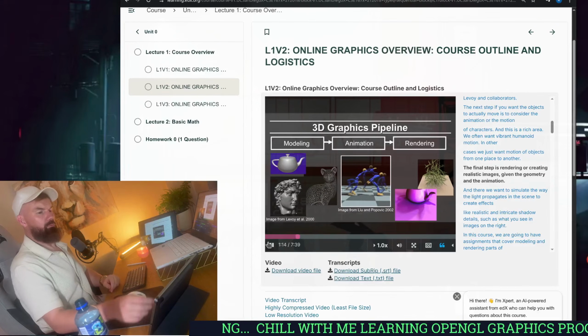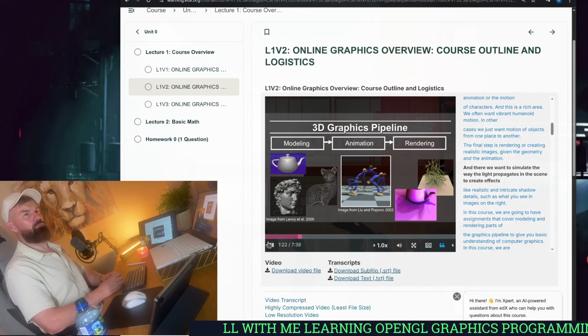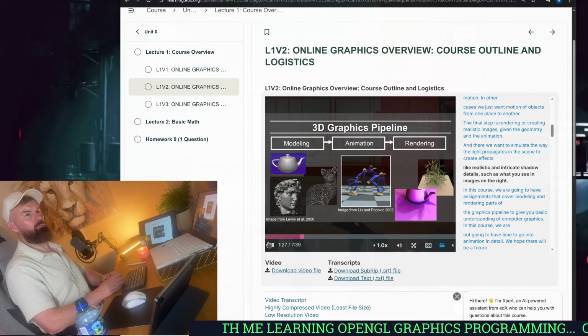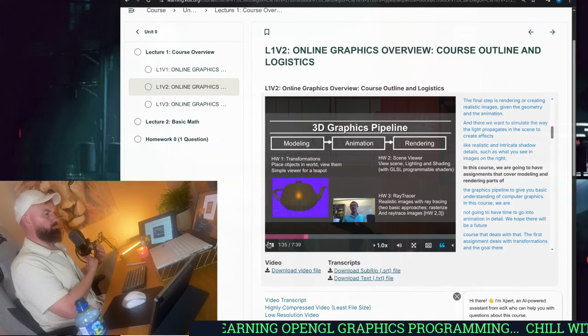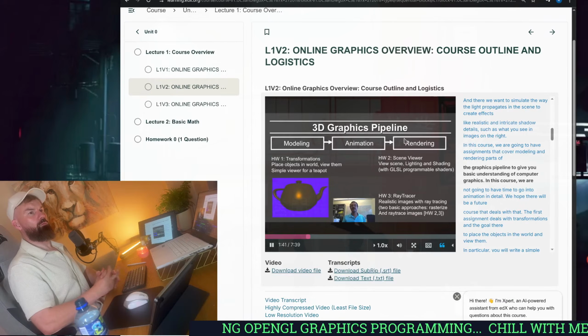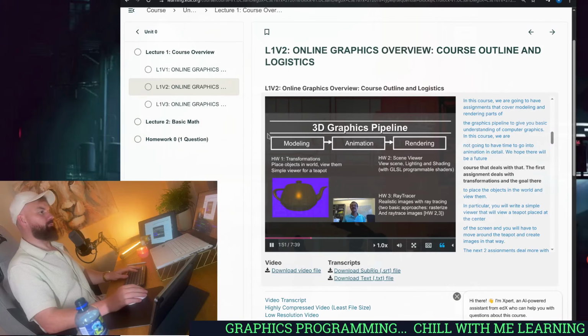The final step is rendering, or creating realistic images given the geometry and the animation. And there we want to simulate the way light propagates in a scene to create effects like realistic and intricate shadow details, such as what you see in the images on the right. In this course, we are going to have assignments that cover the modeling and rendering parts of the graphics pipeline to give you a basic understanding of computer graphics. In this course, we're not going to have time to go into animation in detail. We hope that there will be a future course that deals with that.